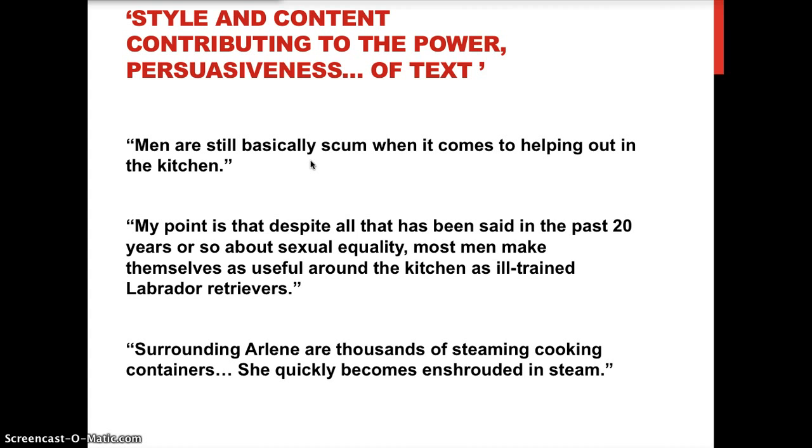Okay, so quote. All these quotes contribute to the power and persuasiveness of this text, and it shows his style and the content he used. "Men are still basically scum when it comes to helping out in the kitchen." This was actually the very first line of the entire essay, and it really just lightens the mood.